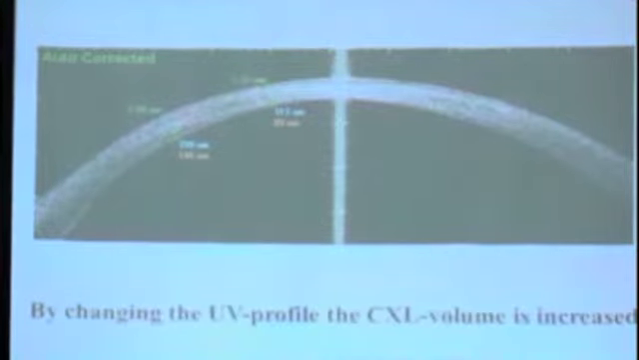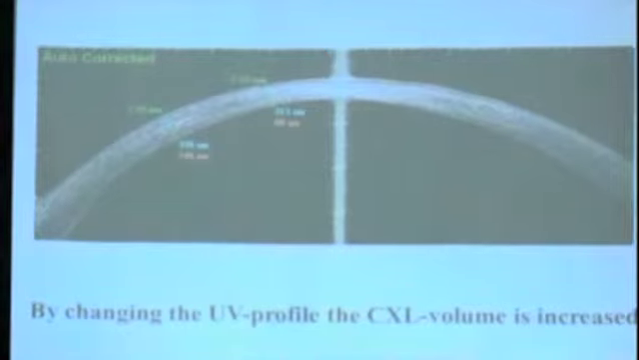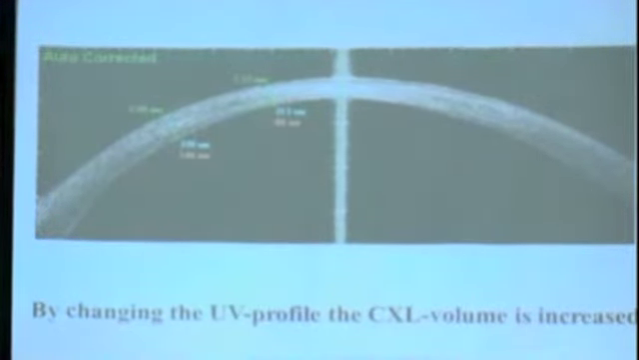Now we have another anterior OCT of the cornea with a new, beam-optimized lamp. We can see that in the center we get about 300 micrometers of cross-linked depth, and at the periphery we get the same. This is also very important because most keratoconus isn't in the central cornea, but in the periphery. So we definitely can increase the efficiency of corneal cross-linking through changes in the beam profile of the UVA light.